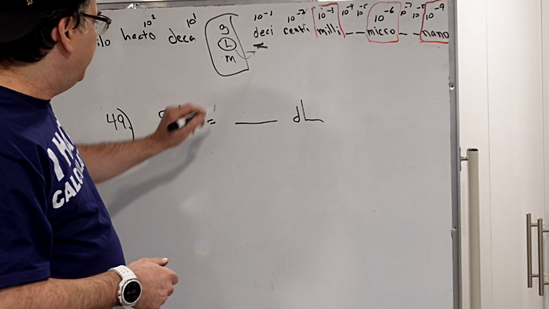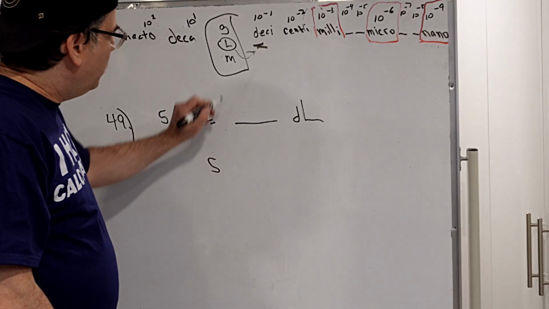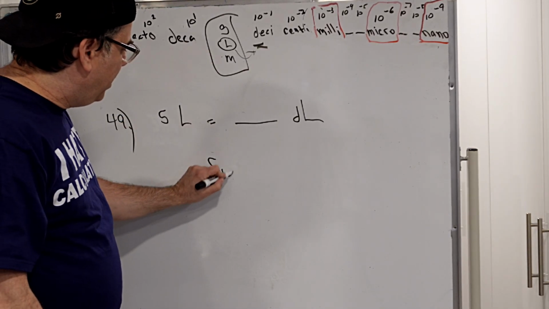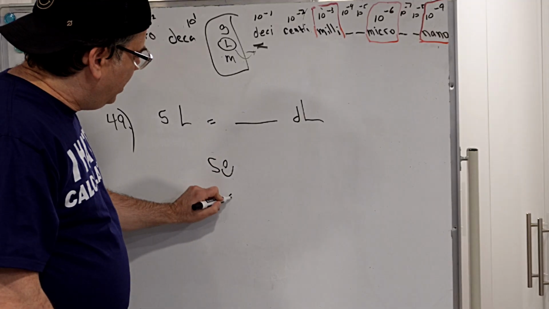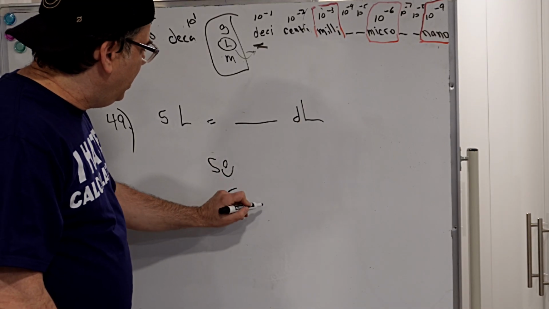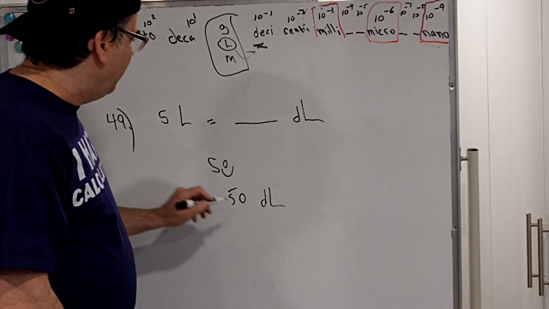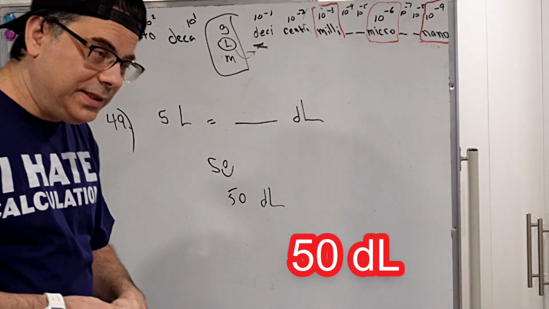So just keep in mind whatever your professor goes over in class, that's what you need to know. All right, 5 liters to deciliter. So we have 5. We're only moving 1 to the right. So we go like this. 50, so it is 50 deciliters. 5 liters is 50 deciliters.